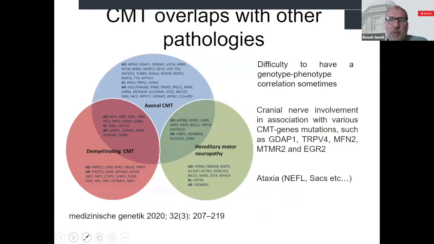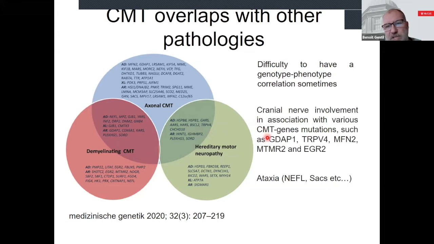The problem with Charcot-Marie-Tooth is that sometimes it overlaps with other pathology. And here again, it's a list of genes with autosomal dominant, X-linked, or autosomal recessive inheritance. As you see, this list of genes for axonal, here you have only axonal forms. And sometimes you have an overlap of genes causing either an axonal CMT or demyelinating CMT. And same thing here for some genes that can cause hereditary motor neuropathy. So there's an overlap, and it's quite difficult to be strict about this gene causing this type of disorder. So you have to be aware of this overlap with other pathology.